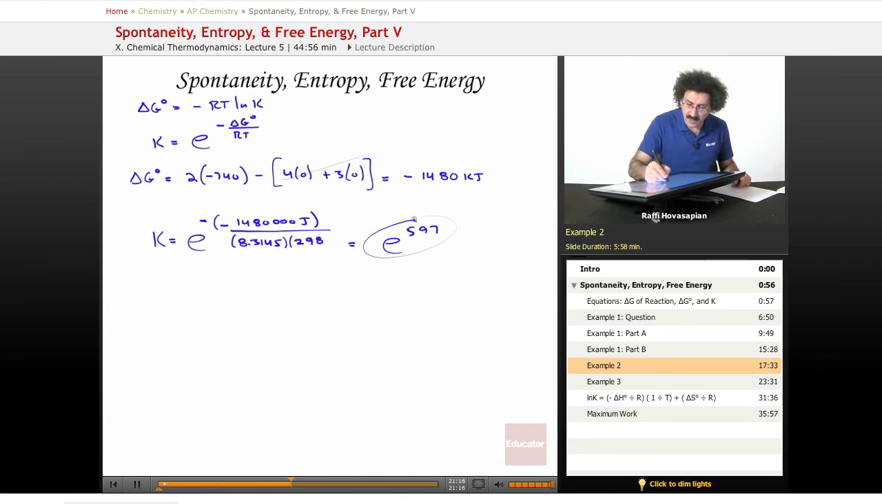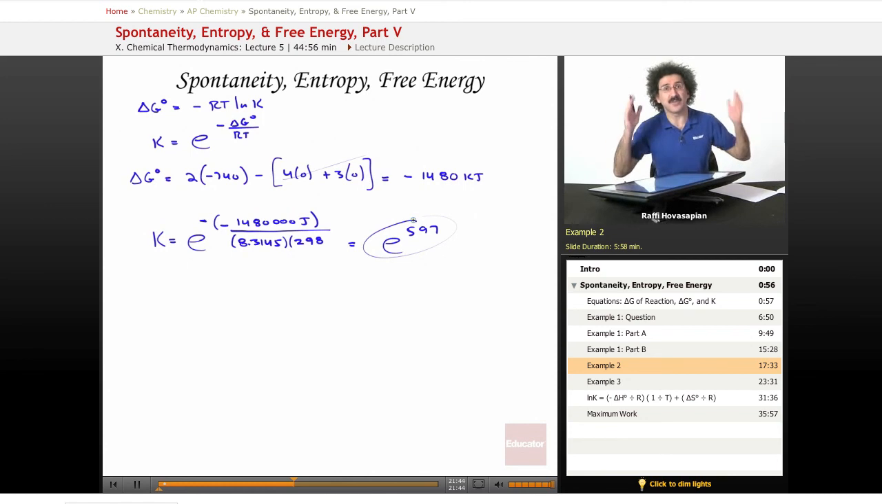Now, what can you tell me about e to the 597? Is that a big number? Yes, that's a massive number. It's absolutely massive. When you see an equilibrium constant this big, it means that once this reaction reaches equilibrium, it is so far to the right that there is absolutely no reactant left. There is no iron and there is no oxygen gas left. This is what we would call completion.